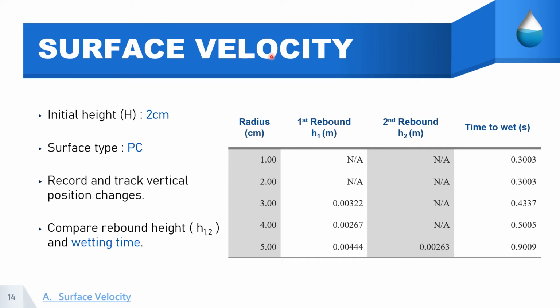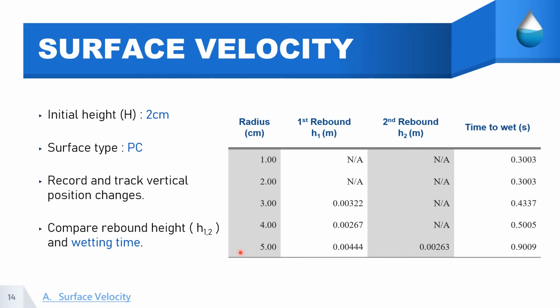First one is surface velocity. We set an initial height at 2 cm high and surface type is PC. We record and track vertical position changes and compare rebound heights, H1 and H2, and wetting time.